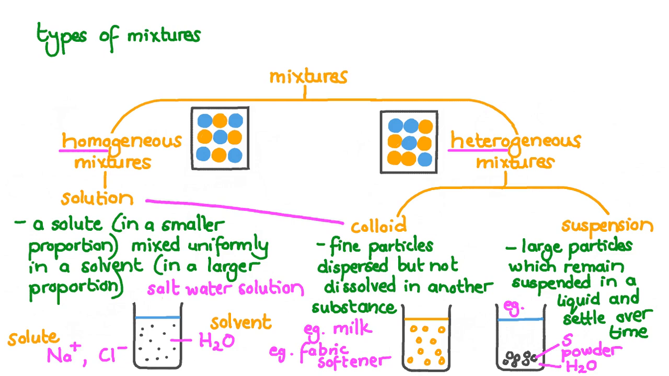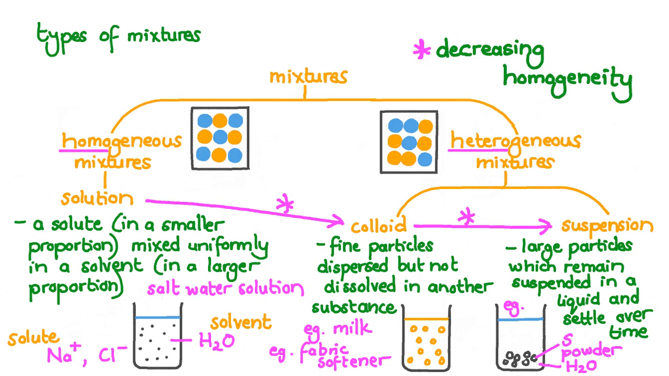Moving from a solution to a colloid, and from a colloid to a suspension, we see decreasing homogeneity. In other words, solutions are the most homogeneous, and of the three, suspensions are the least homogeneous, or the most heterogeneous. Now, solutions, colloids, and suspensions often have a liquid for their main component, but this is not always the case. Let's investigate solutions specifically, and we will see that the major component is not necessarily always a liquid.